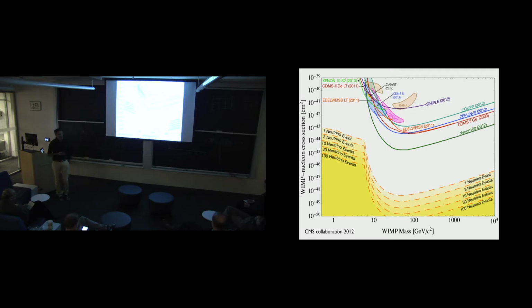The point is that if you keep pushing down your experiment's sensitivity, you're going to hit this floor, and then your background is going to become the neutrinos. So you're going to start detecting neutrinos. This is kind of game over, because as we all know, there's no way to screen neutrinos.